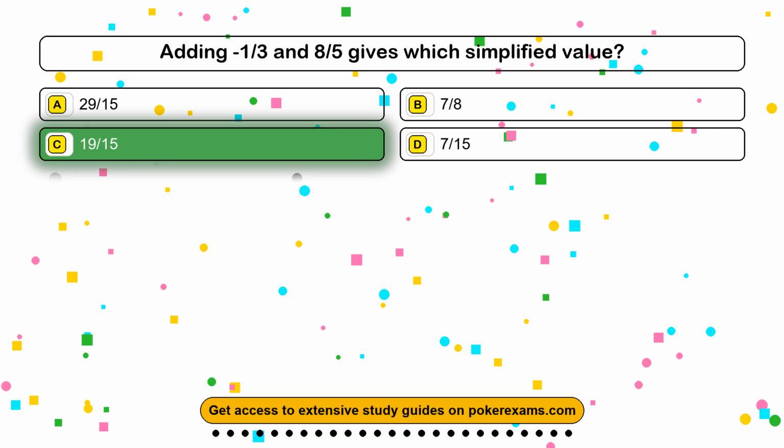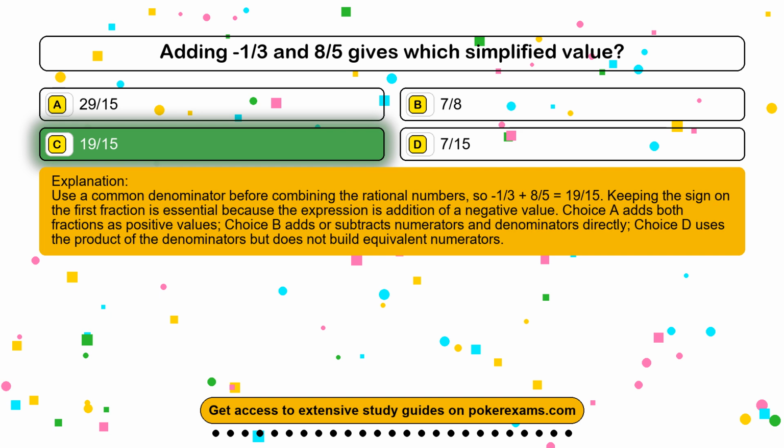19/15. Use a common denominator before combining the rational numbers, so -1/3 plus 8/5 equals 19/15. Keeping the sign on the first fraction is essential because the expression is addition of a negative value. Choice A adds both fractions as positive values, Choice B adds or subtracts numerators and denominators directly, Choice D uses the product of the denominators but does not build equivalent numerators.